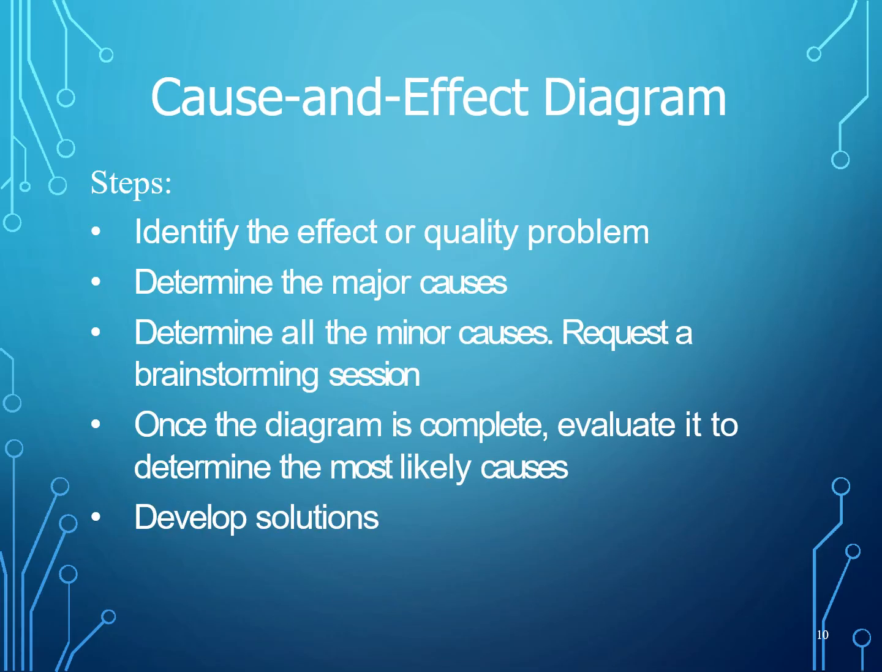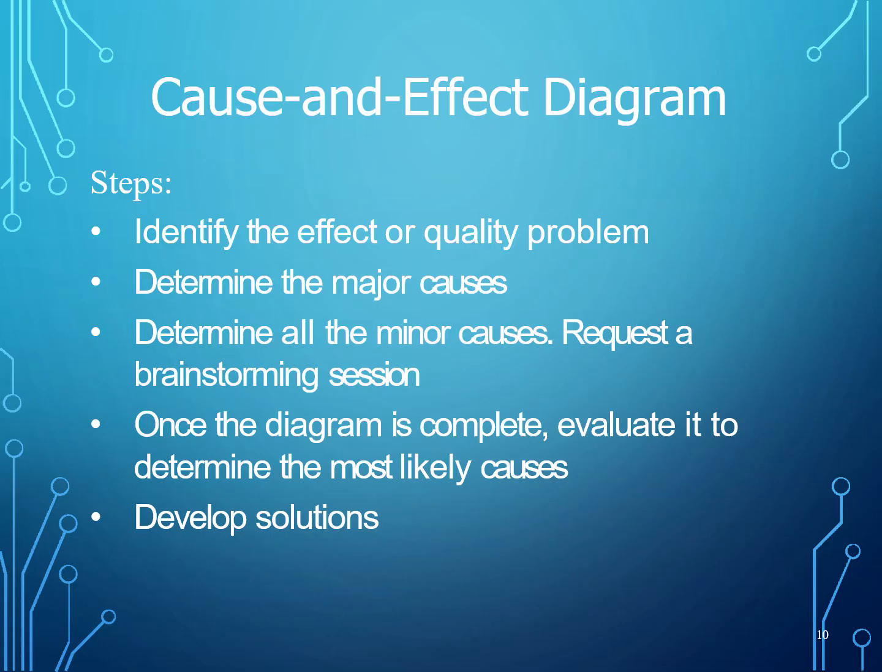The steps for building this diagram are systematic. So first, we need to identify the effect of a quality problem. Then determine the major causes, like manpower or materials. Then we determine all other minor causes, which are also called the secondary causes. This usually requires some brainstorming session.